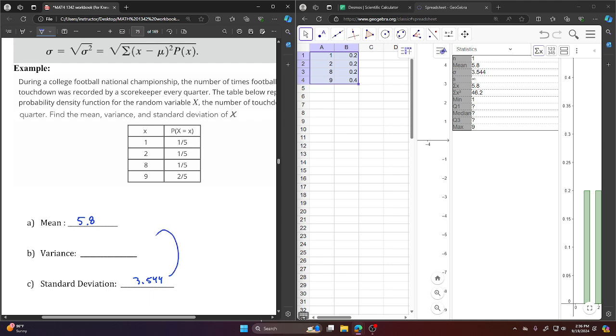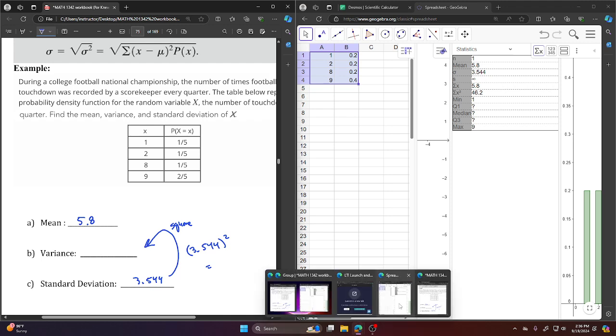How then do I find my variance? Do you remember? You're going to square it. So it looks like 3.544, and then you're going to square it and get your answer. Now you can use GeoGebra. I'm going to use Desmos. It don't really matter, really.